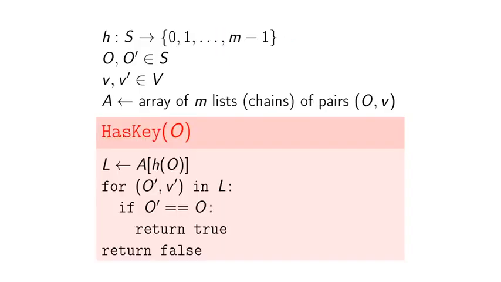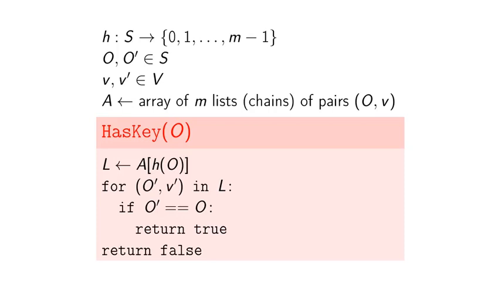How to implement this in code. Let us assume that we have a hash function h from the set of all possible objects S to the set of numbers from 0 to m-1. And let us denote by O and O prime objects from set S, and by V and V prime values from set big V. And let us have an array A, which consists of m lists, where m is the cardinality of the hash function, and those lists we'll call also chains. And those chains consist of pairs of objects O and values V.